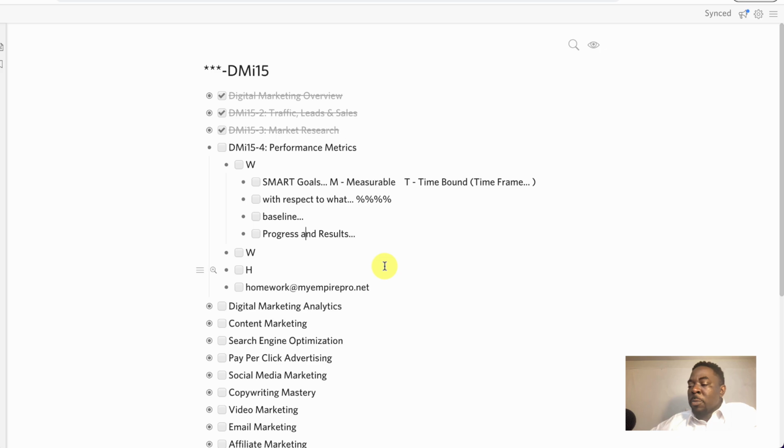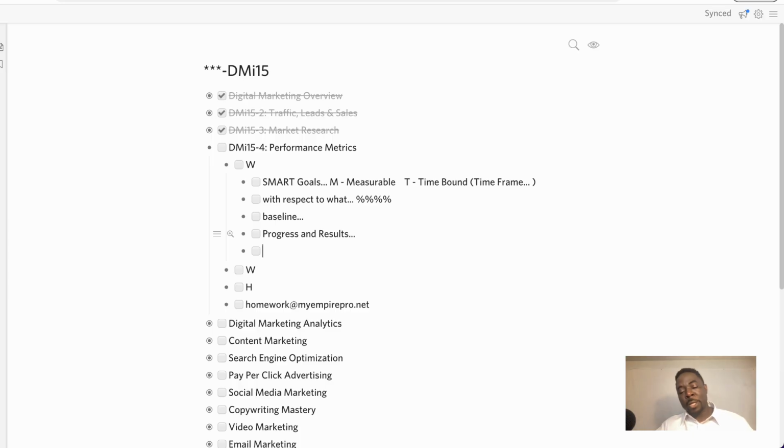So with respect to what are you measuring against? The most basic number that you see people measure in business is return on investment. What is return on investment? Return on investment is basically revenue minus investment, divided by investment, and that's return on investment. So it's basically the difference between the revenue and the initial investment.